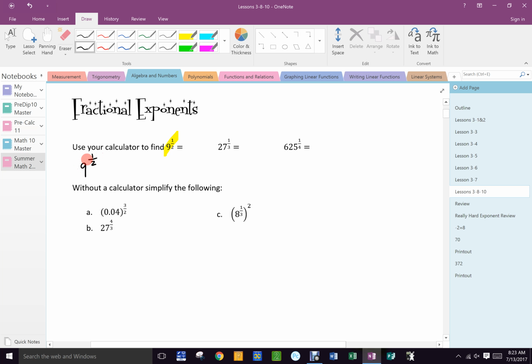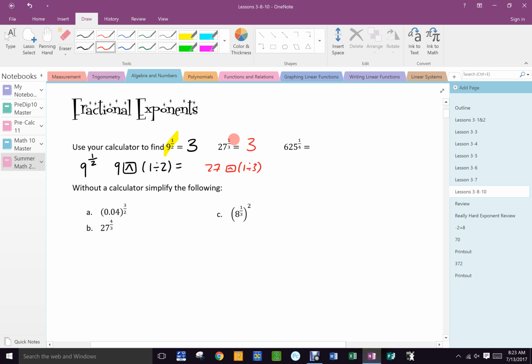With your calculator, get this answer. You need to push 9, then whatever your exponent button is, and then don't just hit 0.5. Do bracket 1 divided by 2, close brackets, and equals. And what do you get? 3. Now, for 27, do the same thing, but it's not 1 divided by 2, it's 1 divided by 3, right? So it's 27, exponent button, bracket 1 divided by 3. And what do you get? 3.